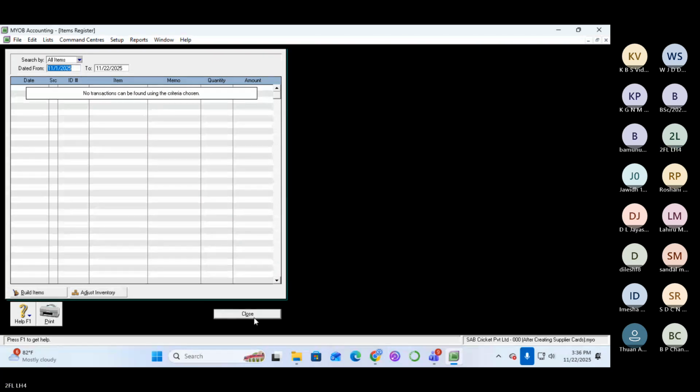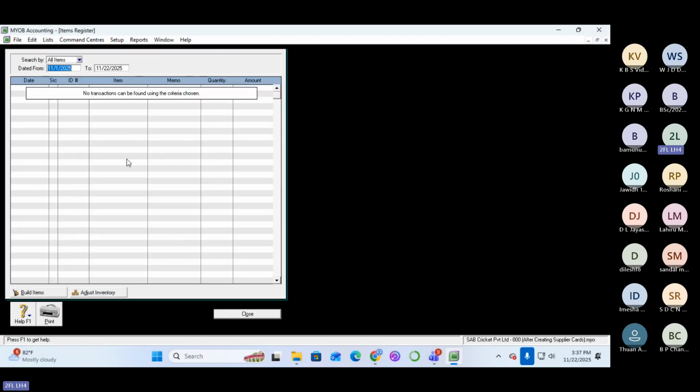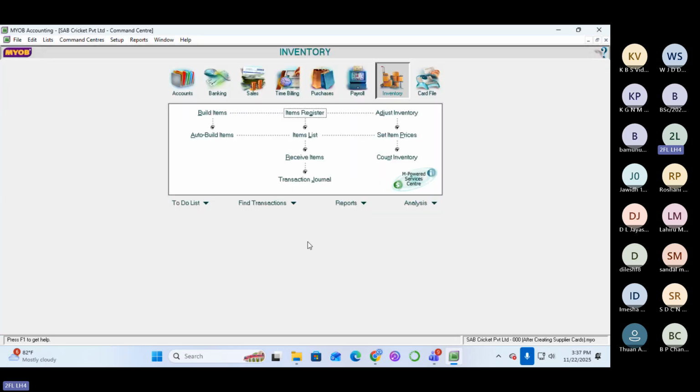I'm just showing this. I'm not going through it in detail. I'm just showing these are the options available. When you go to the items register, you have a register of the items, and a date range is also given, from which date to which date the transactions may have happened. That can be seen. And also there is something called items list.